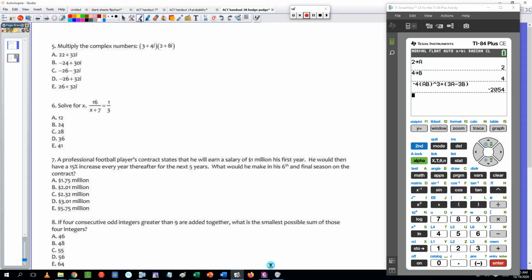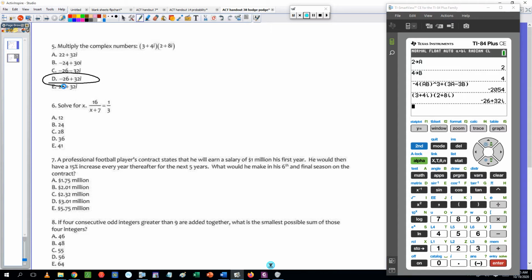Number 5, multiply the complex numbers. I'm going to use my calculator. 3 plus 4 second decimal gives me the I, parentheses, 2 plus 8. My answer is D.